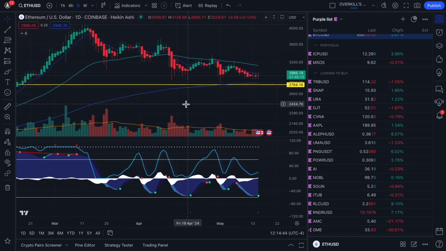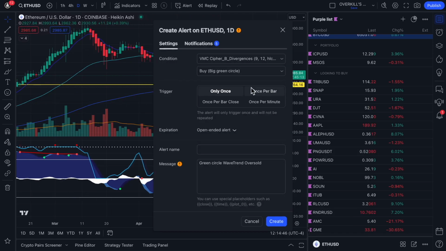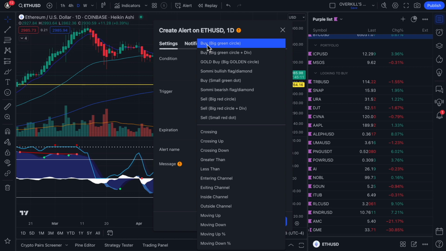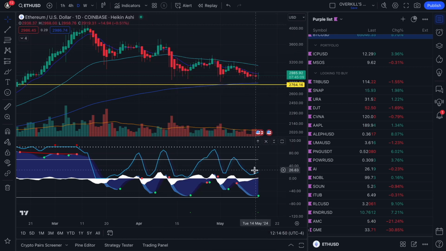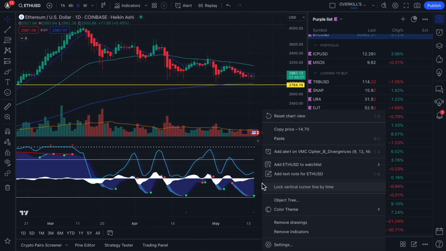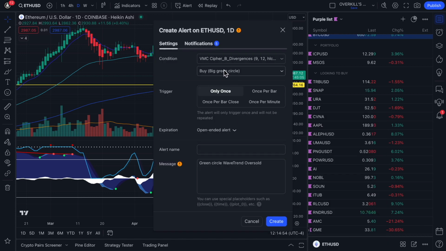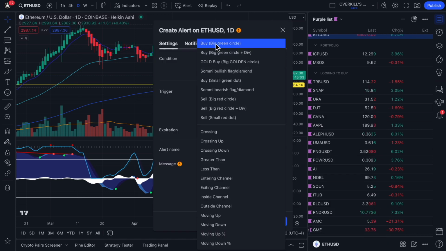Okay, what I want to do is talk about the difference between the big green dot and the small green dot. There is a big green dot when you go to set an alert on your indicator. There is a big green dot and a small green dot. The big green dots are the most bullish. They are the best signal you can get in regards to technical analysis and buying. And then there are the small green dots.